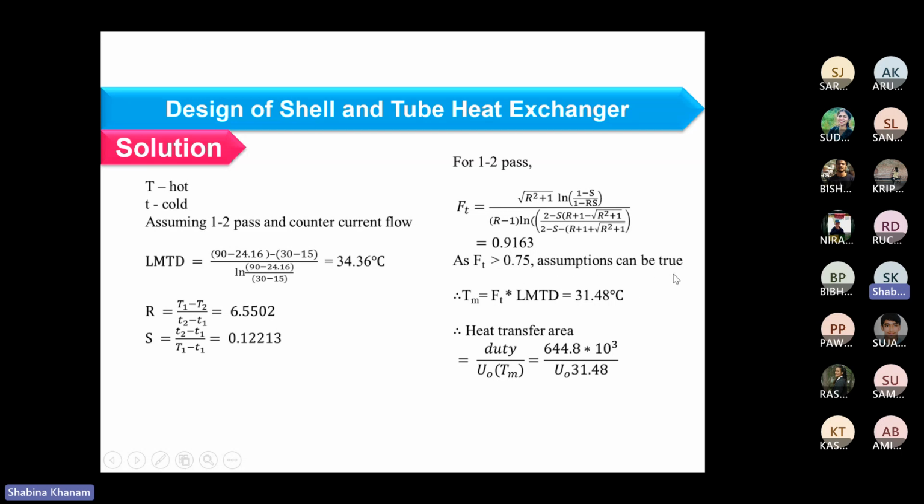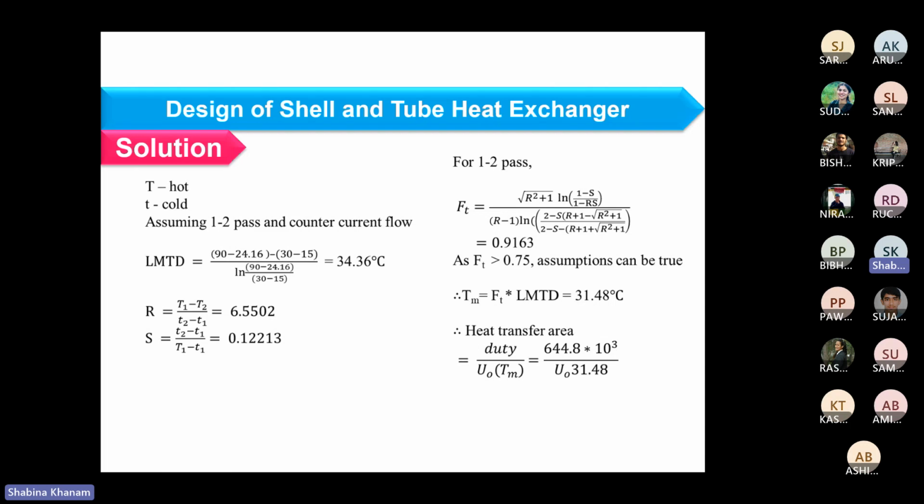It means our assumption is true. What assumption? The assumption of a 1-2 shell and tube heat exchanger. One shell will be sufficient to accommodate this temperature variation. If the Ft value is coming less than 0.75, you need to consider 2-4. So 1-2 is sufficient for us. Ft value we have obtained, LMTD we have already calculated, so the true delta T mean is coming as 31.48.